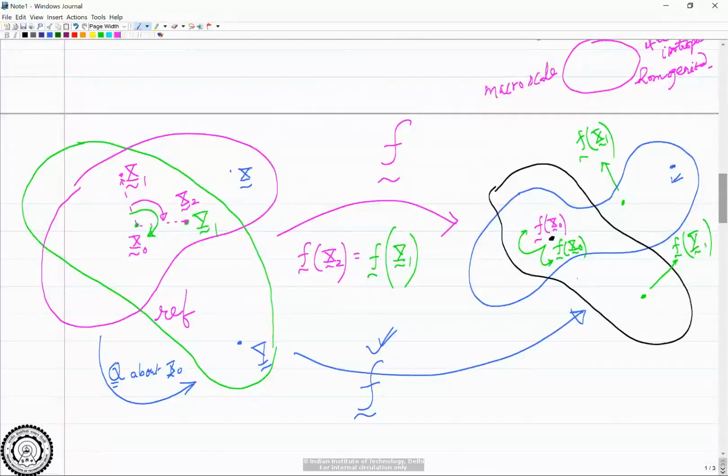And if the material had symmetry, we would say that the energy stored at x naught will be the same in the two processes. So what material symmetry tells us is that if this rotation Q is such that the energy stored at x naught is the same in two processes, then Q lies in the symmetry group of the material.